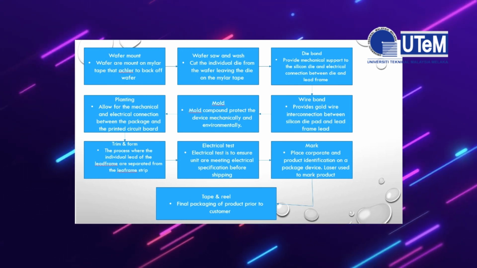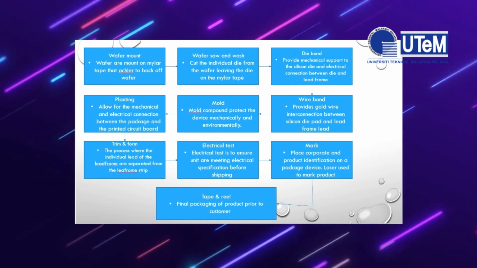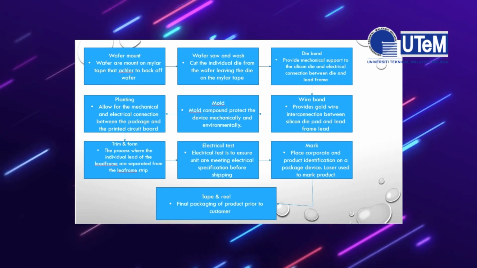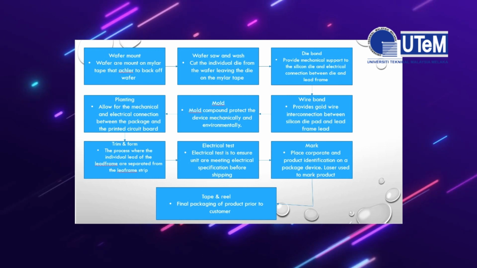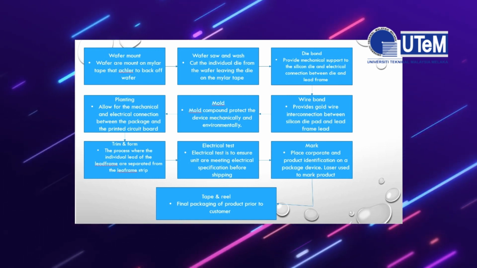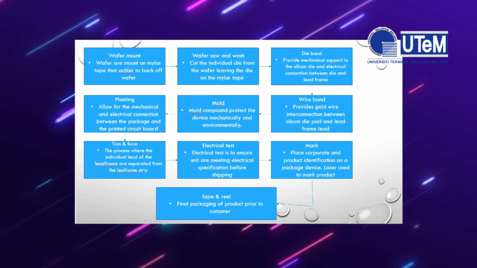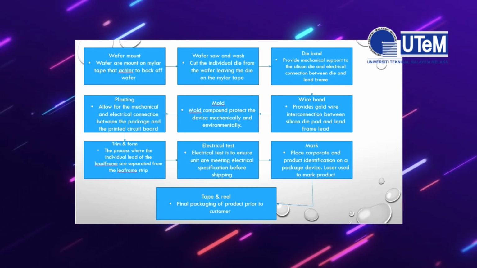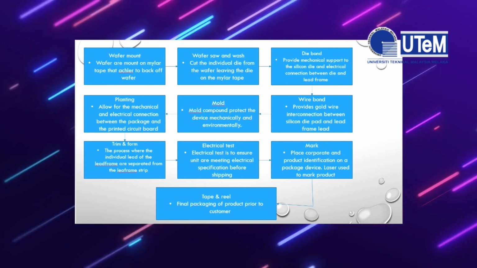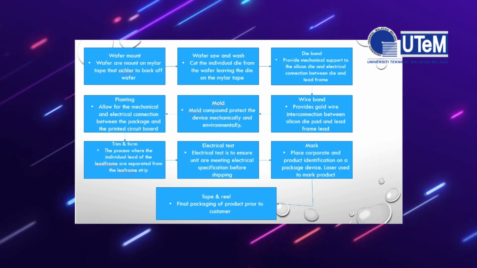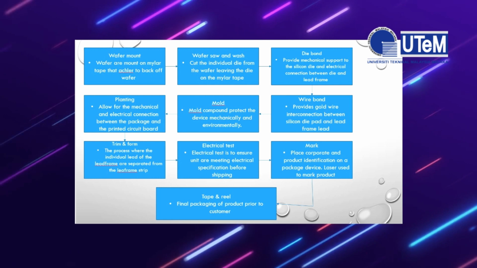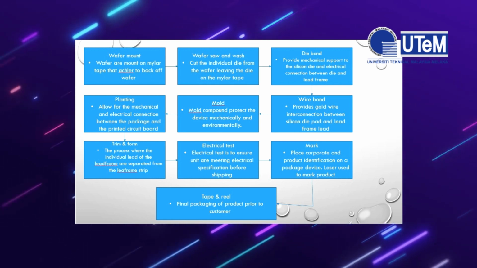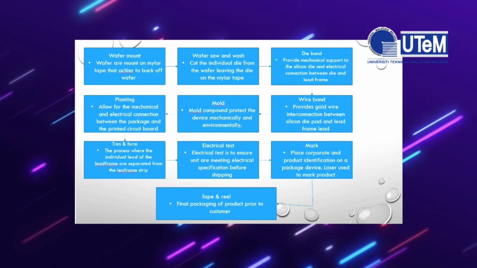And then wire bond provides a gold wire interconnection between the silicon die pad and lead frame leads. And then mold compound protects the device mechanically and chemically. And then plating allows the mechanical and electrical connection between the package and the printed circuit board. And then trim and form is the process where the individual leads of the lead frame are separated from the lead frame thread. And then electrical test.